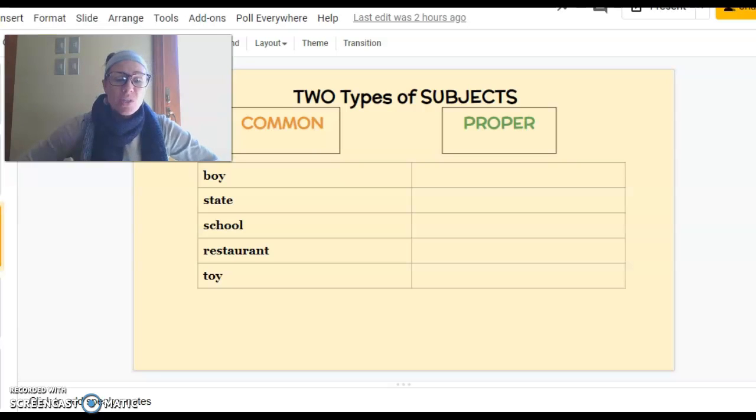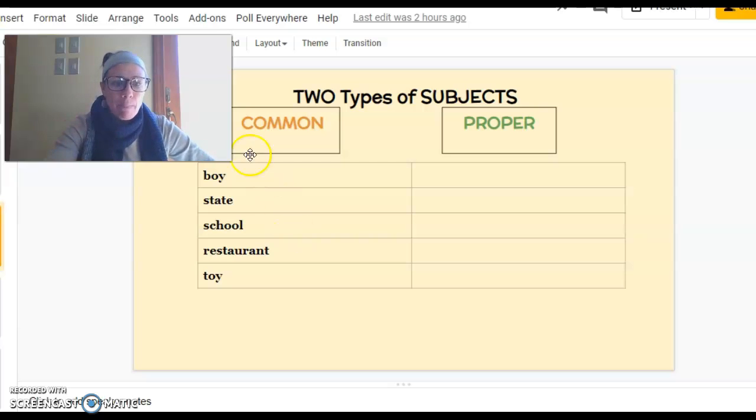That's right. So today we're going to talk about how there's two different kinds of subjects, a common subject and a proper subject, or sometimes we call these common nouns and proper nouns. So look at our list right here. We have all of these common nouns. Common nouns are things that are not specific.